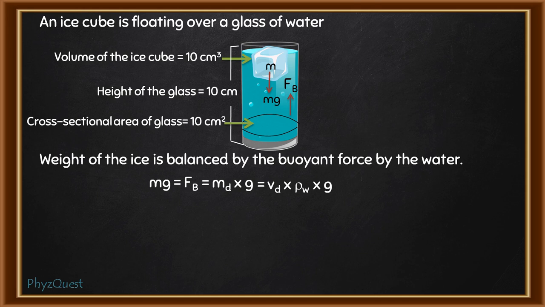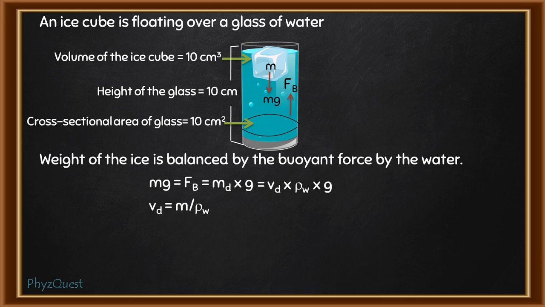From this expression we can calculate the volume of the displaced water Vd. The expression is Vd equal to m by rho W, that is the mass of the ice divided by the density of the water. This is the volume of the water which is displaced by the ice. Next, we have to calculate after the ice melts.